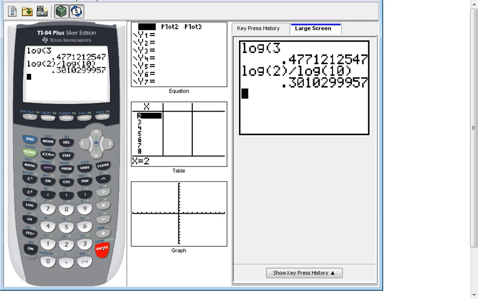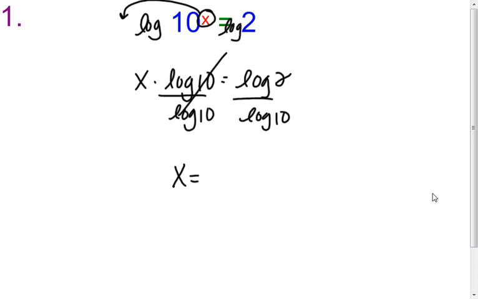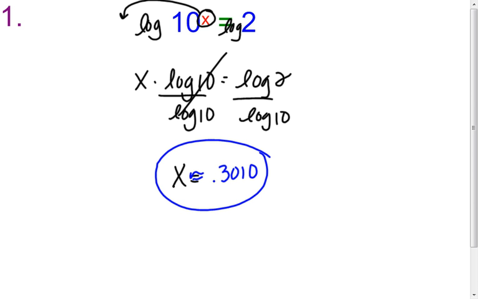And when I type that into my calculator then, I get 0.3010. I always like to put the little squiggly sign here because we are estimating. So this is approximately 0.3010. Four decimal places when you use logs to solve, please.